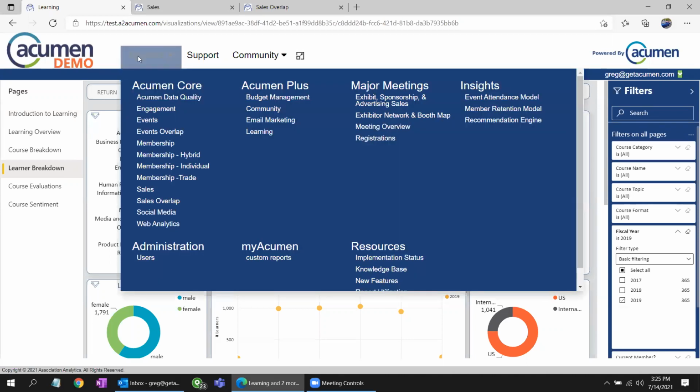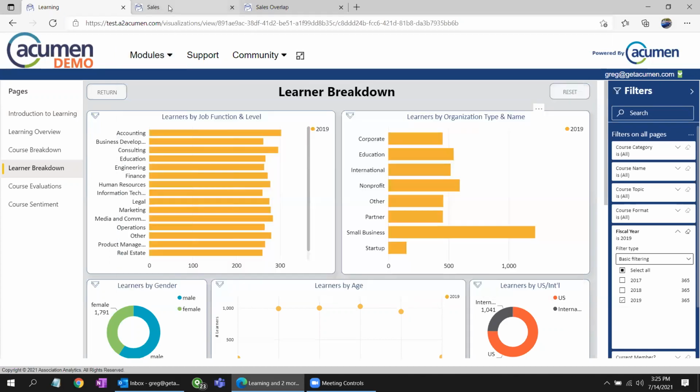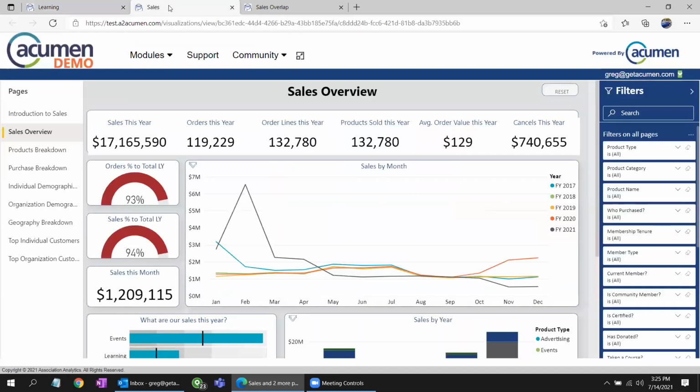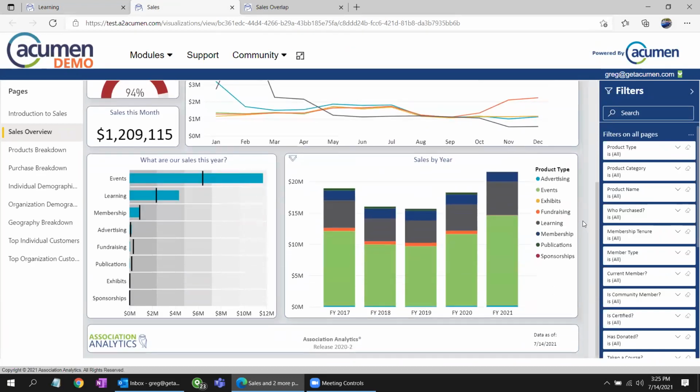Now, we went to learning to get that data, but obviously if we want to see relevance and products, we can easily jump right into sales and get all that data as well. So similarly, we can go to sales over time by year. You can see my organization makes a lot of money from events. It also makes a lot of money from learning.